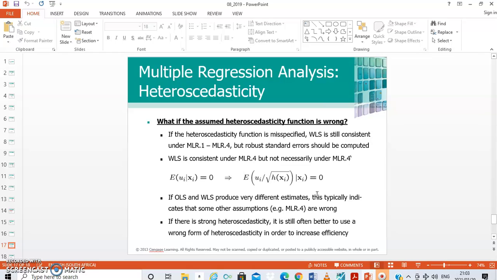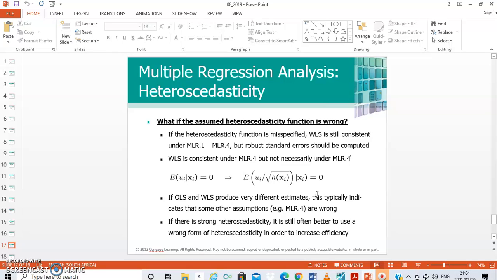And I'm going to show you how to estimate those robust standard errors. But what you should know is that your weighted least squares will still be consistent, irrespective. It's just that you need to compute the robust standard errors. And then what we should also know is that if the ordinary least squares and weighted least squares are producing different estimates, then this indicates that something is wrong with the other assumptions, like 1 to 4.